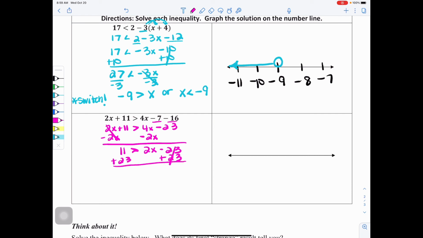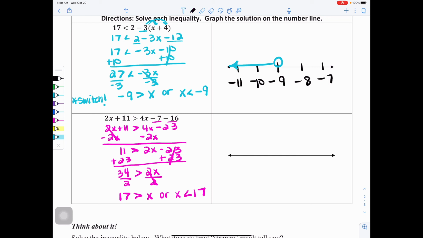So I get 34 is greater than 2x. Lastly, I don't want 2x, so I'm going to divide by the coefficient, and I end up with 17 is greater than x. No multiplying or dividing by a negative, so there's no need to do anything with the symbol. Again, though, we will rewrite it as x is less than 17.